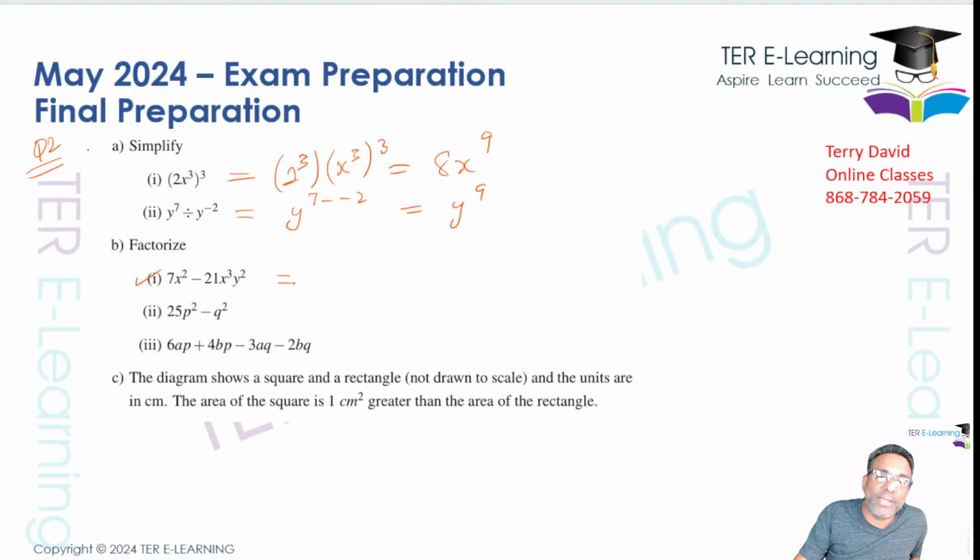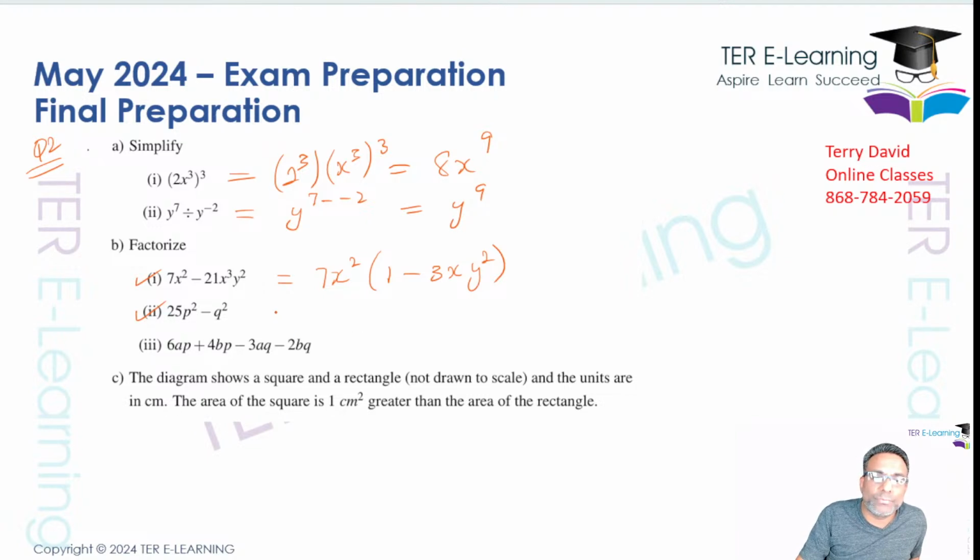For this one here, we look at the highest number that can go into 7 and 21. That is 7. Then we look at the x squared and the x cubed. The highest variable that can go there is x squared, and that's the only thing we have in common. So open brackets. This is going to be 1 minus, and if you want to get back the 21, this has to be a 3. We need to get x cubed, so you need to put an x here. And we need to get y squared. So that's the answer for part 1.